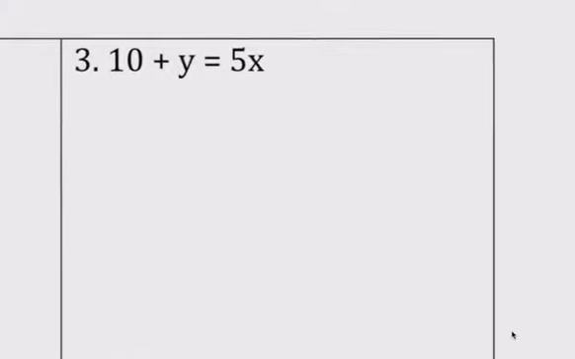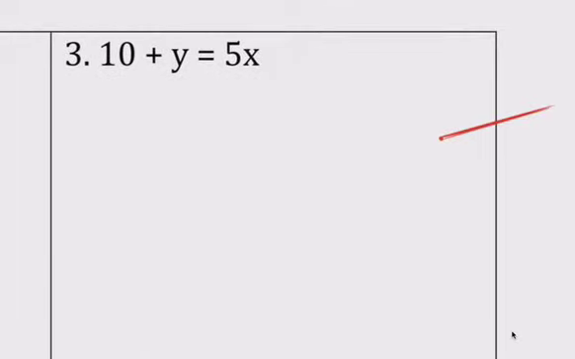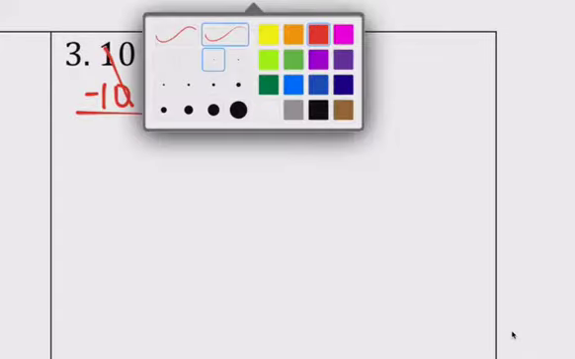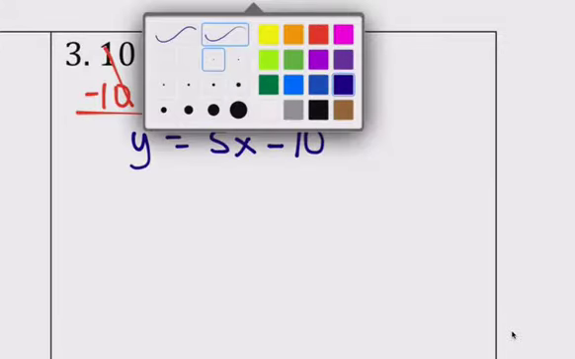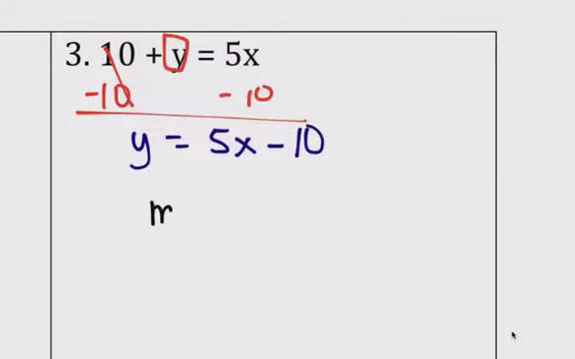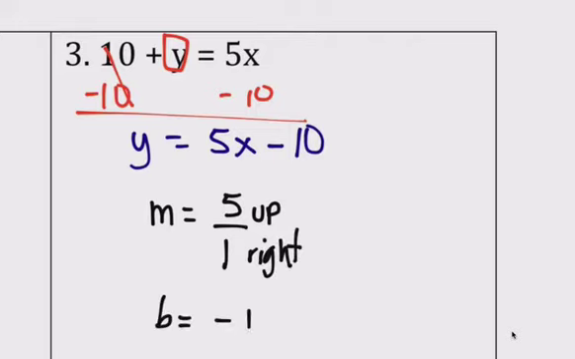It's number 3 here, and this is much easier because you want to isolate y. So minus 10, and you're pretty much done. You got y equals mx, 5x, plus b, that happens to be a negative 10, so it's a minus 10. So your slope then is 5 over 1. That means you go up 5, right 1. Your y-intercept is negative 10.